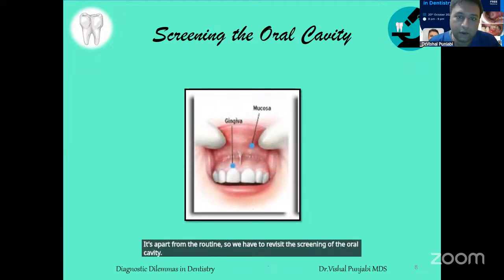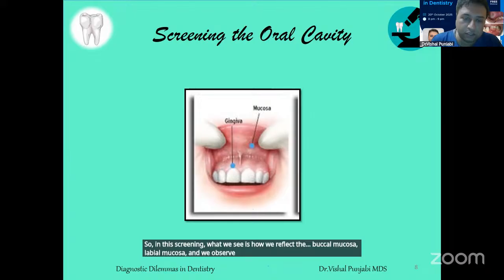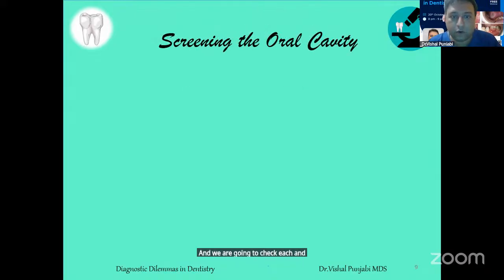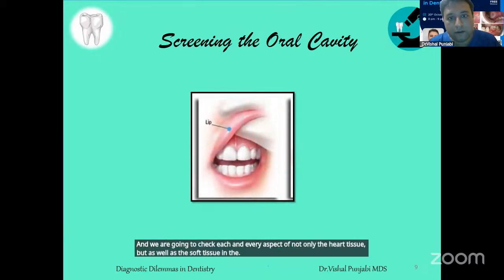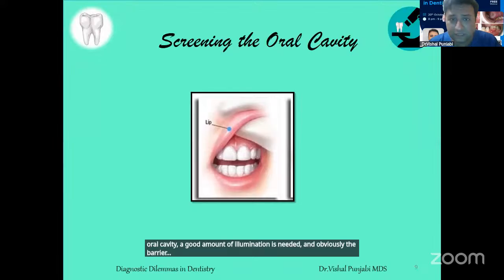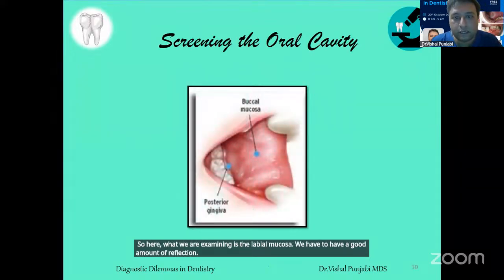So in this screening, what we see is how we reflect the buccal mucosa, labial mucosa, and we observe by drying. We use a sterile gauze, and we are going to check each and every aspect of not only the hard tissue, but as well as the soft tissue in the oral cavity. A good amount of illumination is needed, and obviously the barrier protection with the sterile examination gloves and the sterile gauze. So here what we are examining is the labial mucosa. We have to have a good amount of reflection to see it thoroughly.